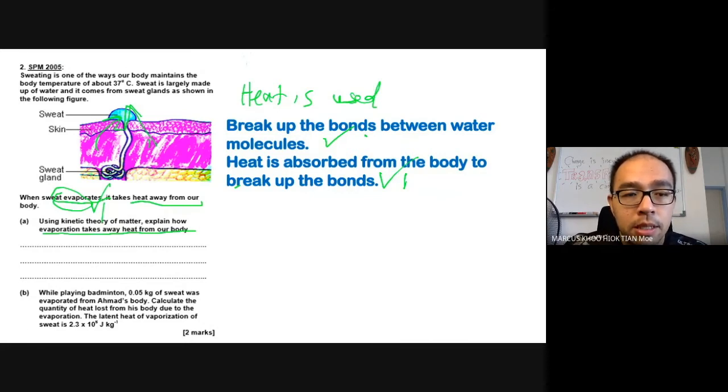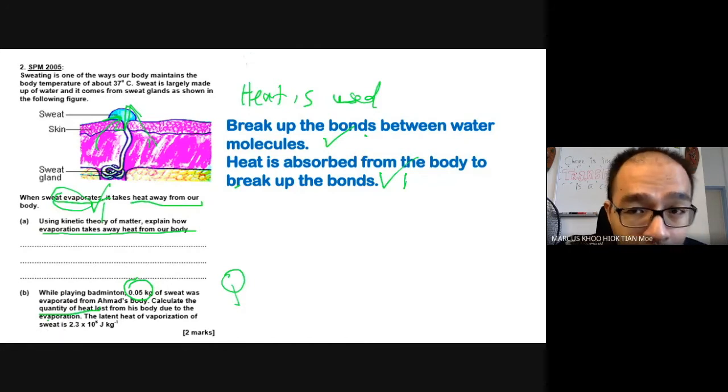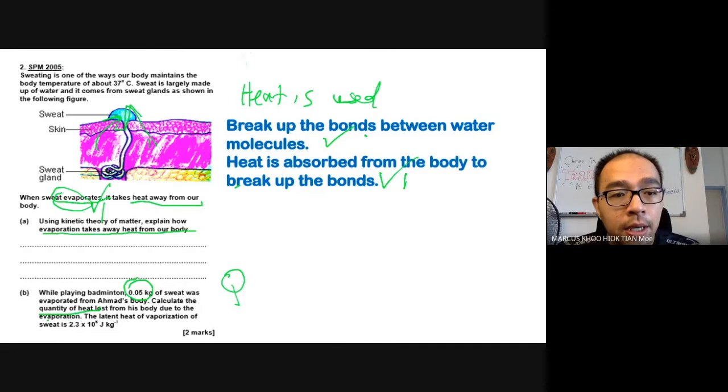All right, question B. While playing badminton, 0.05 kg of sweat was evaporated from Ahmad's body. Calculate the quantity of heat lost from his body due to the evaporation. Quantity of heat is just Q. Okay, the latent heat of vaporization is 2.3 times 10 to the power of, I can't read this. Okay, but can I have the answer, please? Rahman?